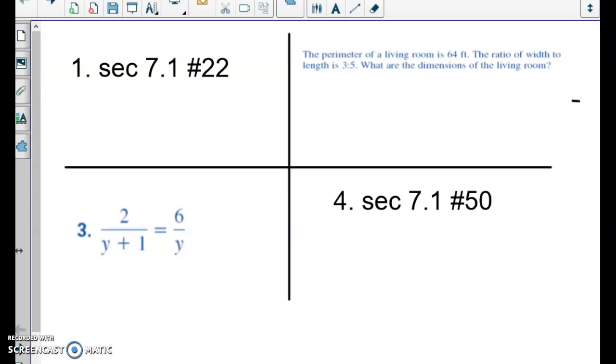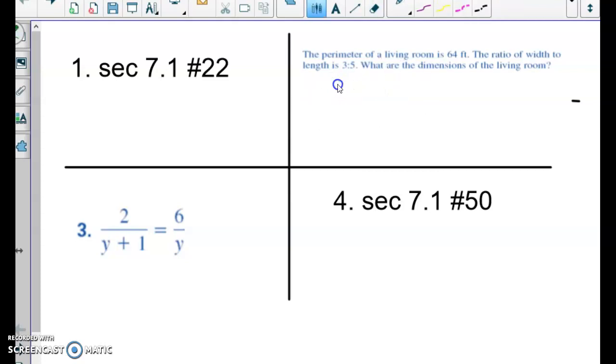All right, here we are on section 7.2. When you were in class, we would have had a homework check, and I wanted to show you this first story problem here. The perimeter of a living room is 64 feet, so that's a perimeter in there.